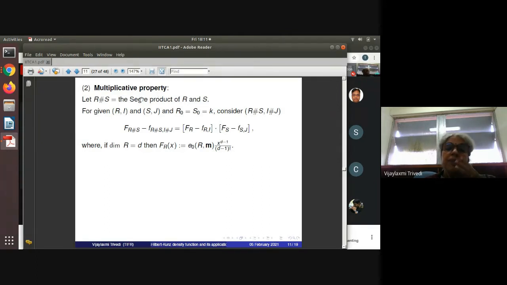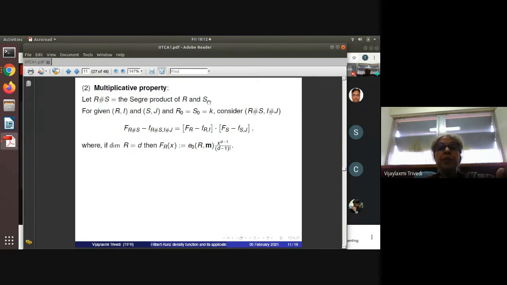So you take the Segre product of the rings R and S. Let me recall what the Segre product of rings is. If I take a graded ring R and a graded ring S, then R check S is a graded ring whose nth component is the nth component of R tensor the nth component of S. And it's called the Segre product because if I take Proj R and Proj S and take their Segre product, this is its homogeneous coordinate ring.